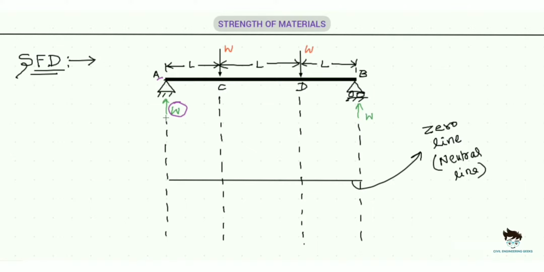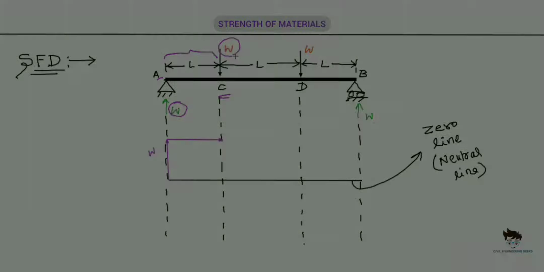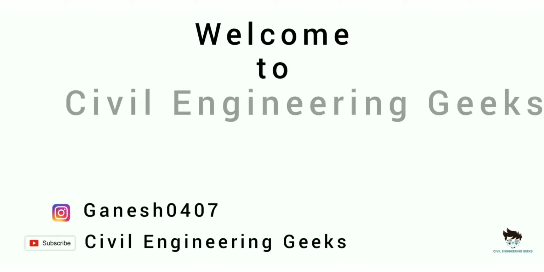At the point A, there is no load between A, which is acting in the downward direction. Drop of magnitude.